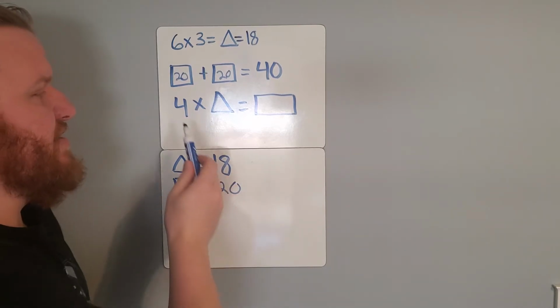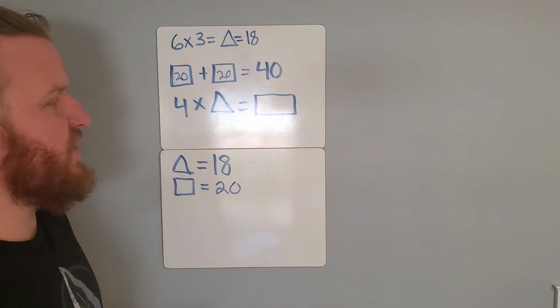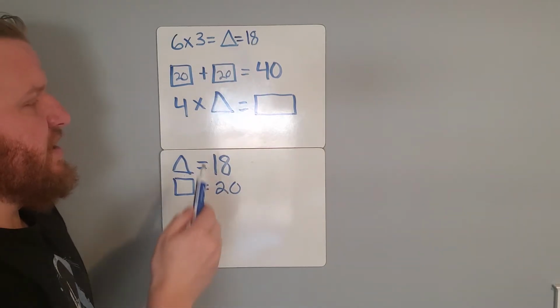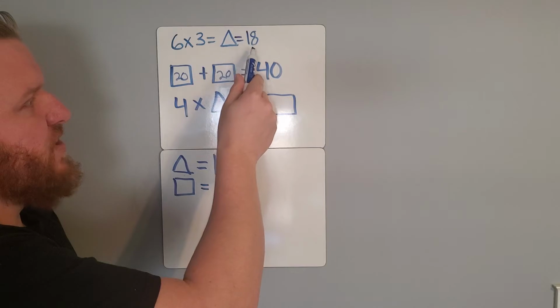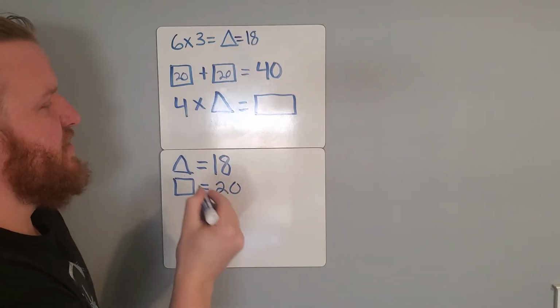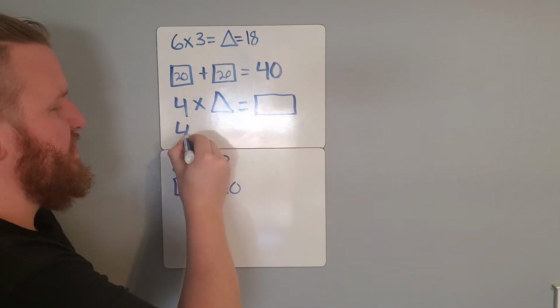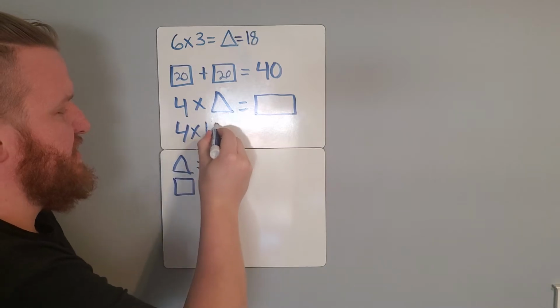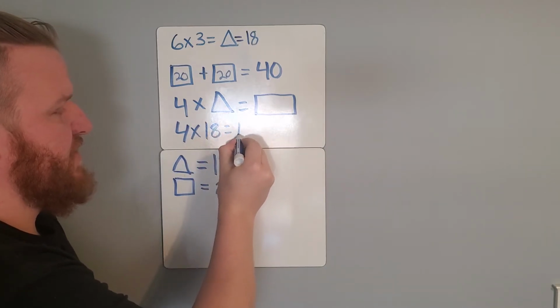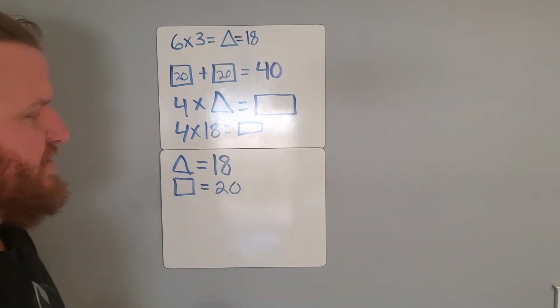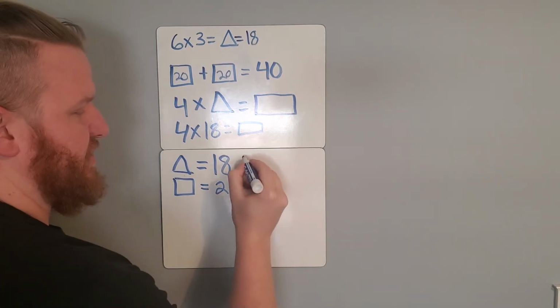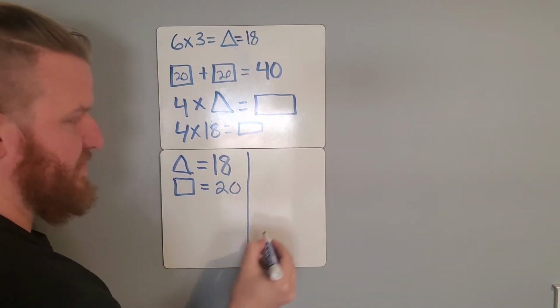All right, now I have 4 times triangle equals rectangle, right? As I remember, my triangle stands for 18. So I'm technically saying 4 times 18 equals my rectangle. All right, so let's multiply that. We can do that down here. I'll draw a line to separate this.